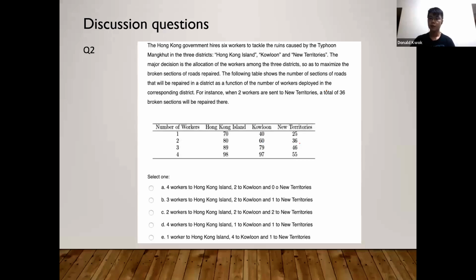All right, so for this kind of question, we would like to construct a marginal benefit table. And the marginal benefit is simply the number of additional broken sessions that can be repaired. So let me shift my screen to Excel to demonstrate how we can construct a marginal benefit table.